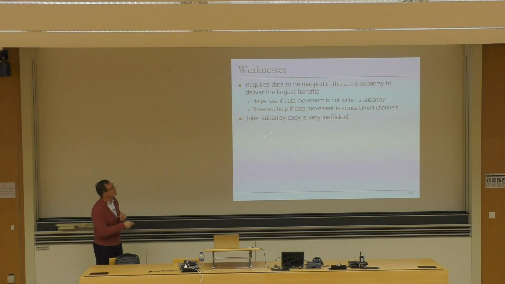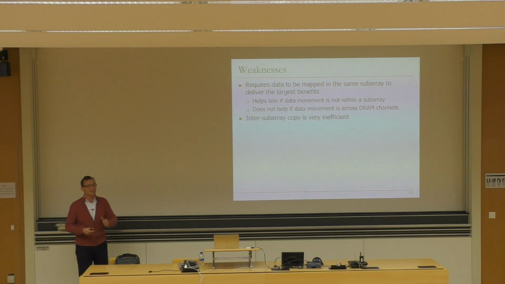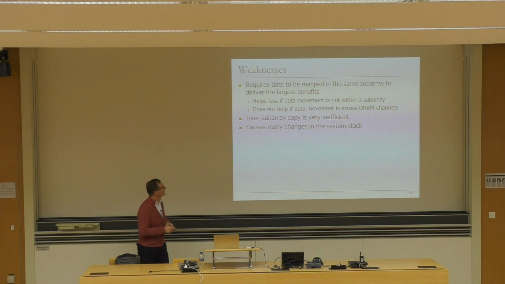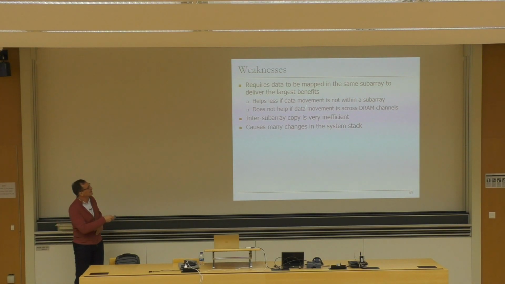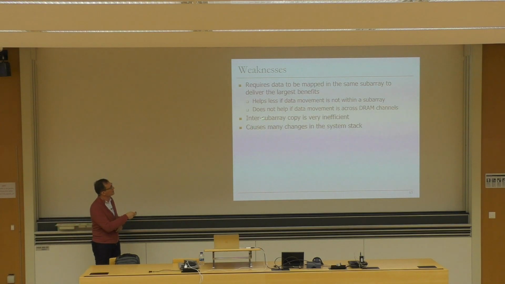Okay, the next one: inter-subarray copy is very inefficient. That's true, you need to go through some other bank. And the next question is, can you do better? We're going to talk about that. Later work built up on this to actually make that inter-subarray copy very efficient. So this is actually a very good example of their downsides: how do you actually solve those downsides with future research? And future research actually solved this problem.